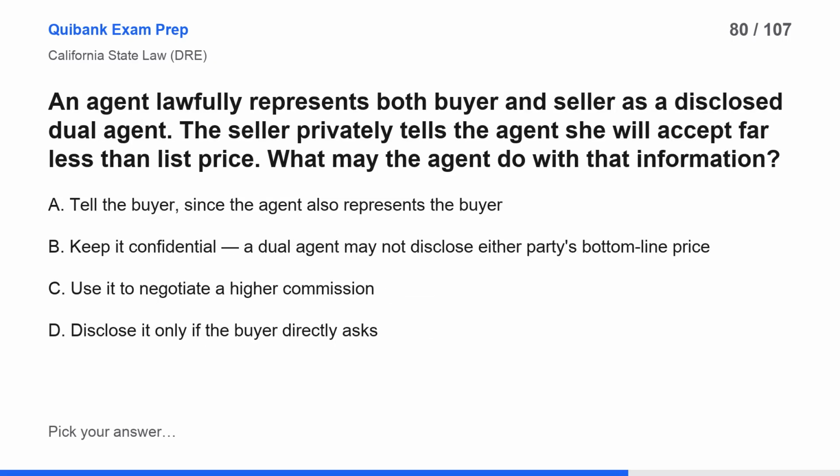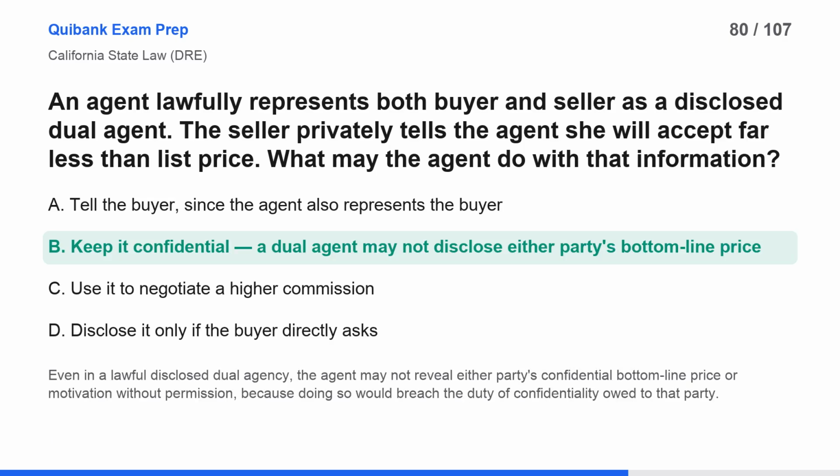Question 80. An agent lawfully represents both buyer and seller as a disclosed dual agent. The seller privately tells the agent she will accept far less than list price. What may the agent do with that information? A. Tell the buyer, since the agent also represents the buyer. B. Keep it confidential. A dual agent may not disclose either party's bottom line price. C. Use it to negotiate a higher commission. D. Disclose it only if the buyer directly asks.